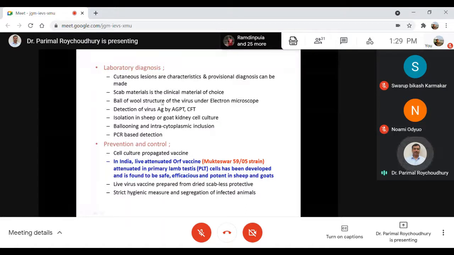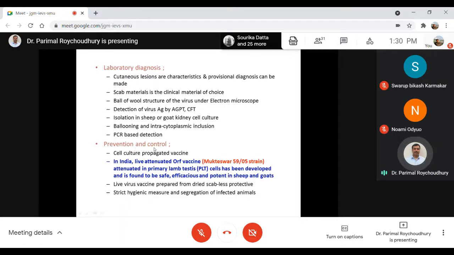For diagnostic purposes, laboratory diagnosis based on ELISA is an easy technique for rapid detection. However, we can go for isolation of the virus in cell culture, where we can see ballooning and intracytoplasmic inclusion formation in the infected cells. And PCR-based detection, obviously, will be there.